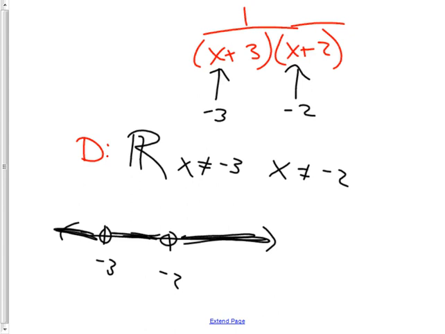If I really wanted to be sure it worked everywhere else, I could test these intervals. I could test this point right there, which would be at 0, and throw in a 0 and see if it actually works. By working, I just mean it doesn't crash. It doesn't end up with a 0 in the denominator. And this would be 3 times 2, which makes 6.